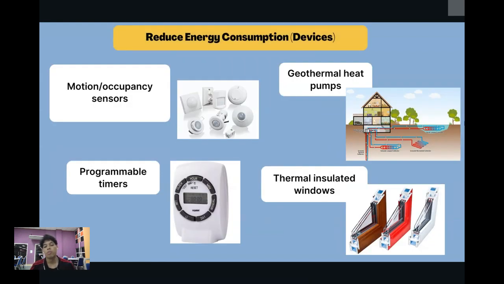Second, the objective asks us to state the reduced energy consumption devices. First, motion occupancy sensors. Second, programmable timers. Third, geothermal heat pumps. Fourth, thermal insulated windows.